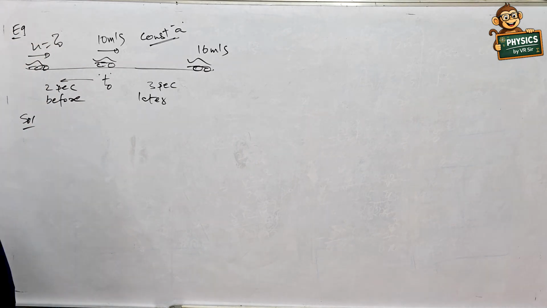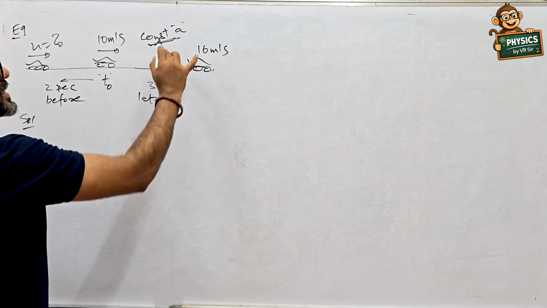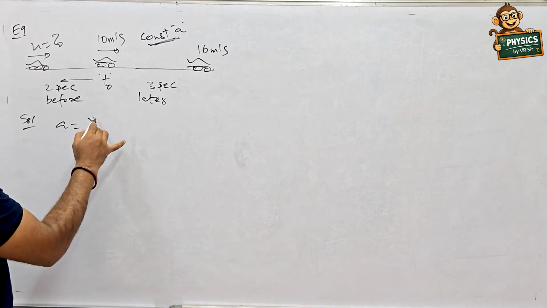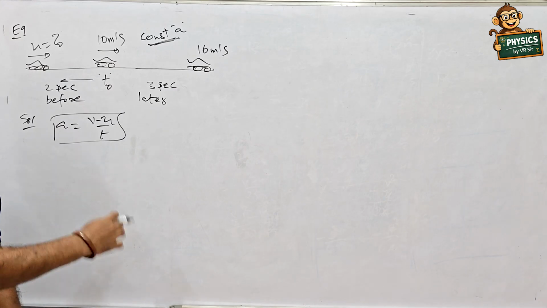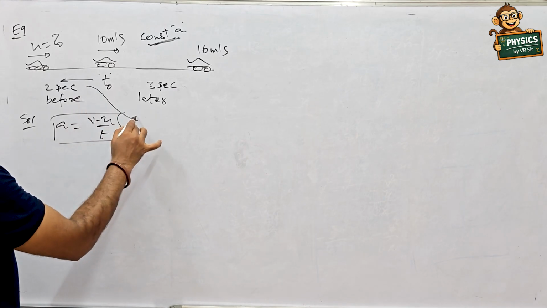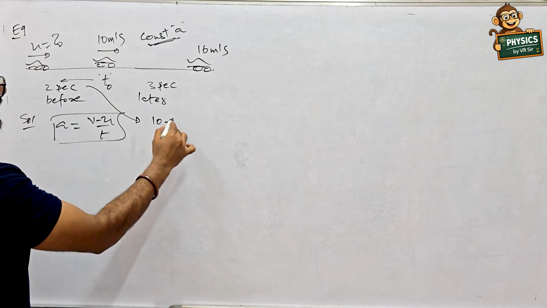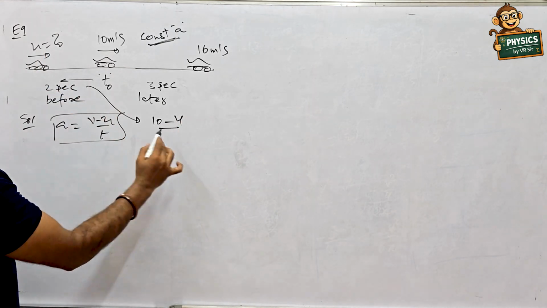Now, what do we do? The condition is acceleration is constant, right? And we know clearly the acceleration formula is v minus u by t. This is the definition itself. Now for the first part, we write the final velocity 10 minus the initial velocity u upon the time duration 2.